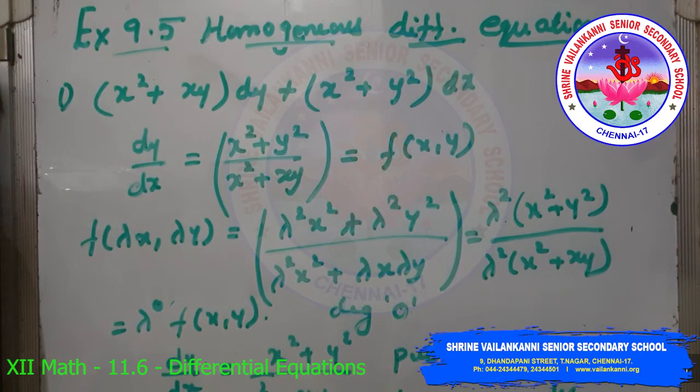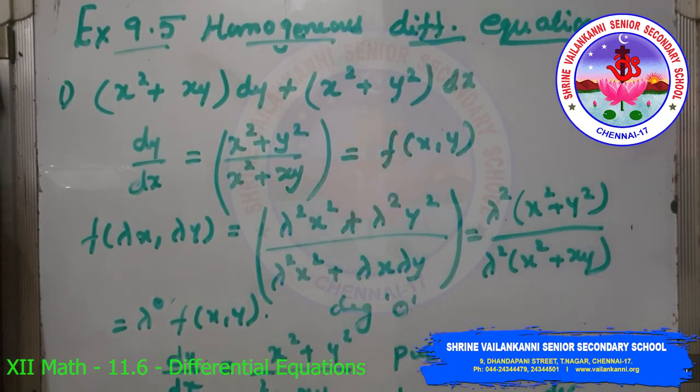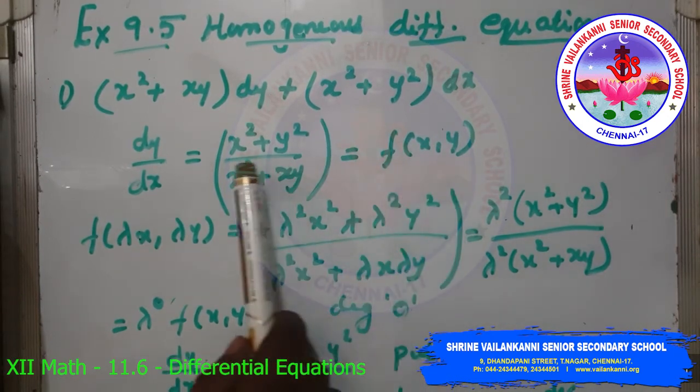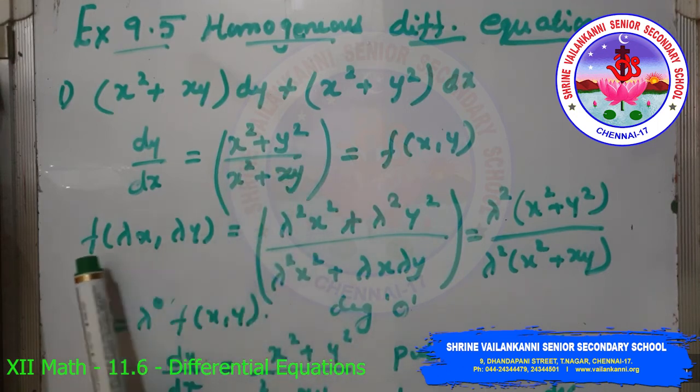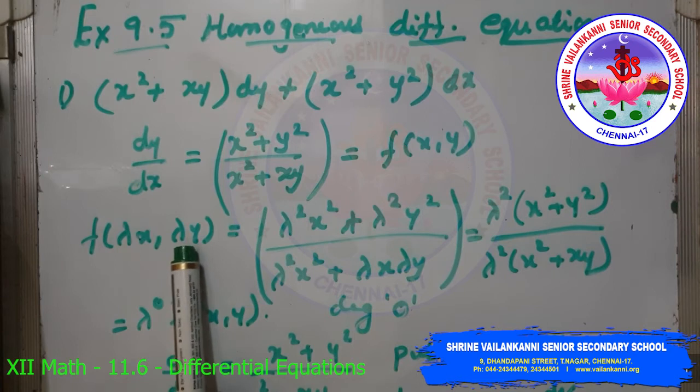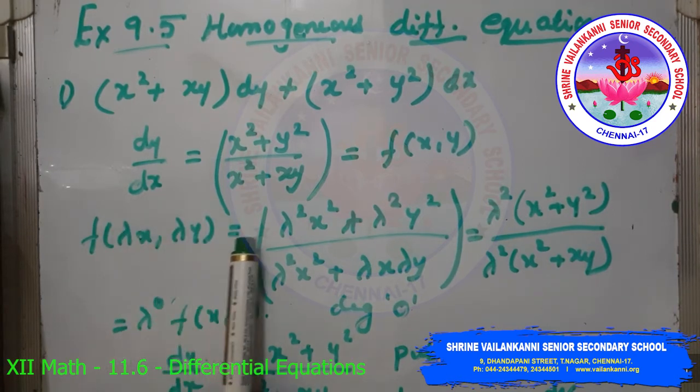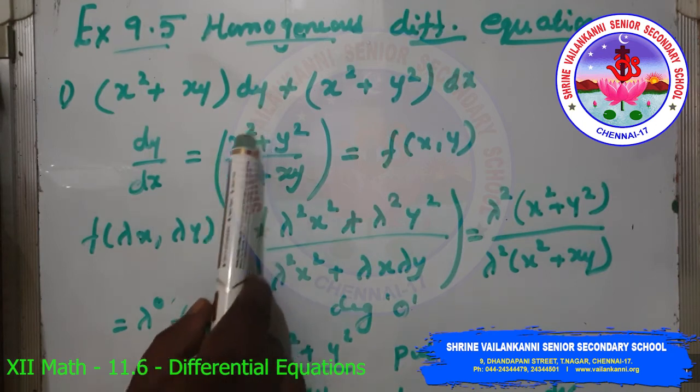In exercises 1 to 10, we have to show that the given differential equation is homogeneous and solve each of them. So first we have to show the given differential equation is homogeneous. So we are writing f(x, y) equal to (x² + y²) / (x² + xy). So f(λx, λy), replacing x as λx and y as λy, is equal to, so λ² x².